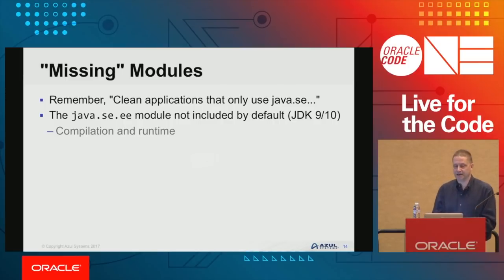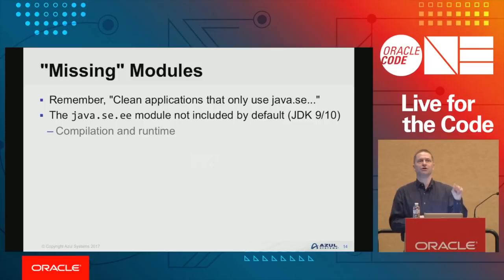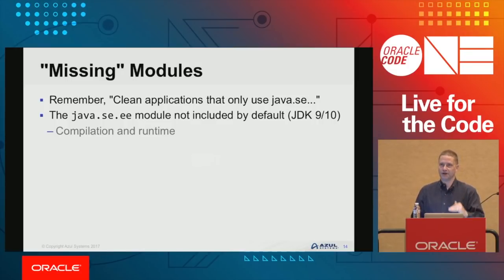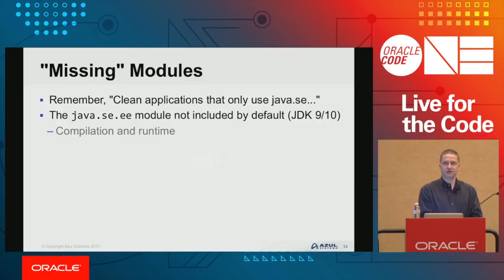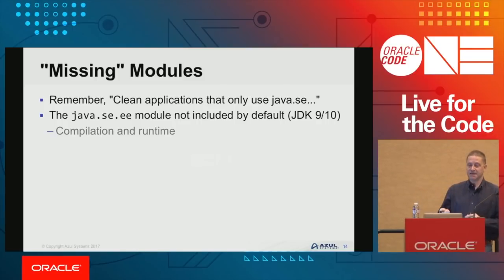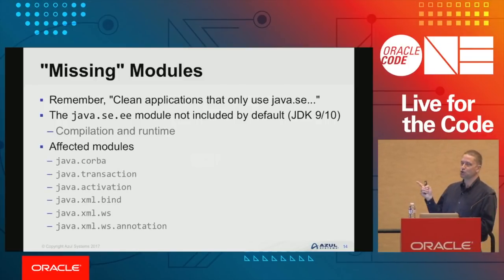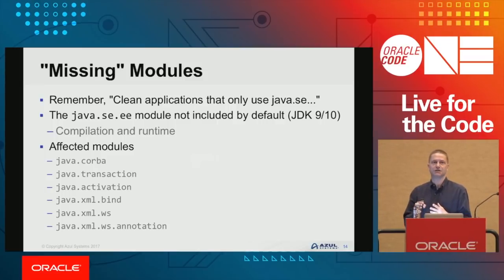So in JDK 9 and JDK 10, the java.se.ee aggregator module and the modules that it references are still in the JDK. But when you compile code against that JDK, or if you run code using that JDK, that aggregator module and the modules it references will not be included by default. So that's both at compile time and runtime. What does that actually mean? Well, it means that these are the modules that you will no longer have access to.